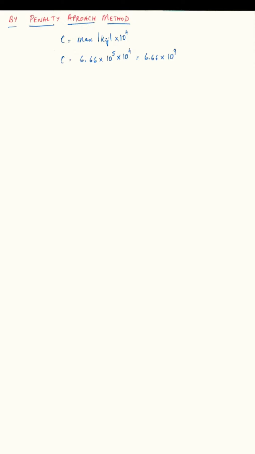So we'll take 6.66 multiplied by 10 to the power of 5. Please don't forget this, 10 to the power of 5, we have kept it outside the bracket. That doesn't mean that it doesn't belong to the value of Kij. We have not multiplied it inside the bracket, since it is common to all the elements in the matrix. So don't forget to multiply 10 to the power of 5. So 6.66 into 10 to the power of 5 multiplied by 10 to the power of 4 is equal to 6.66 into 10 to the power of 9.